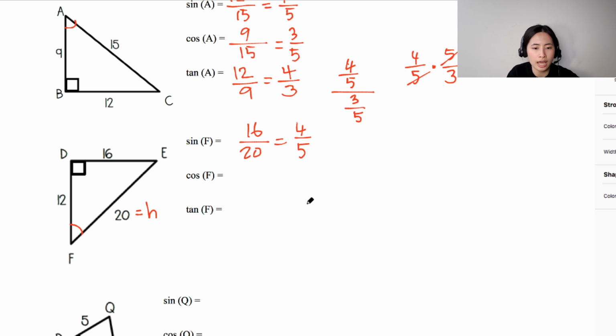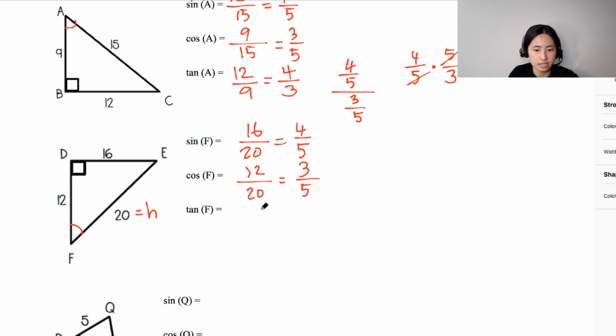So for cosine F, we see that it's adjacent. So the adjacent side of angle F would be 12, right? So this is 12 over, so adjacent over hypotenuse, so that would be 20. So dividing these two numbers by 4, we get 3, and this is 5, right? 3 over 5.